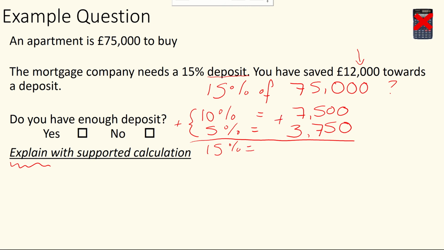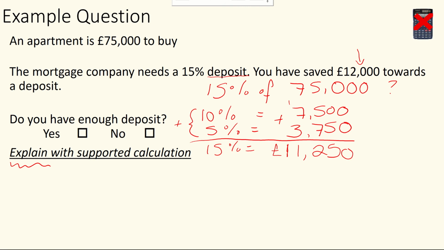So let me add them over here. I'm going to be good this time and put the pound. Oh, that's not very good, is it? Let's get rid of that mistake that I've just done there. It's got to be right. Let's put a pound sign in. Let's add these together. So 0, 5, 2, carry the 1, 11. So 15% is 11,250.